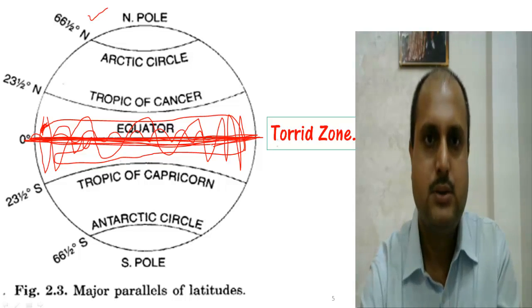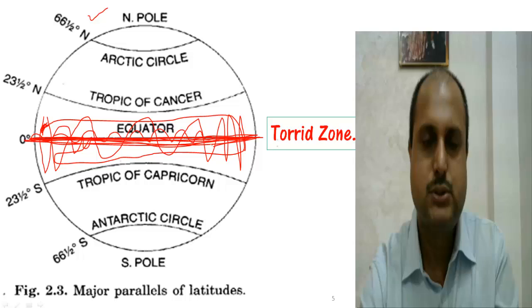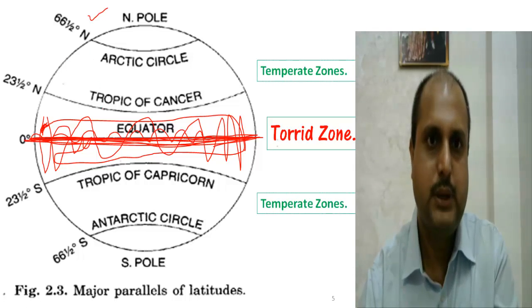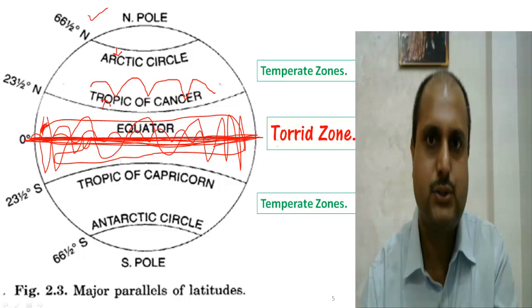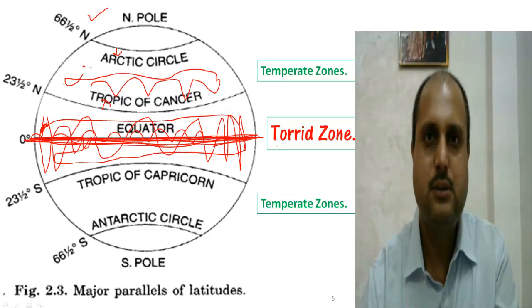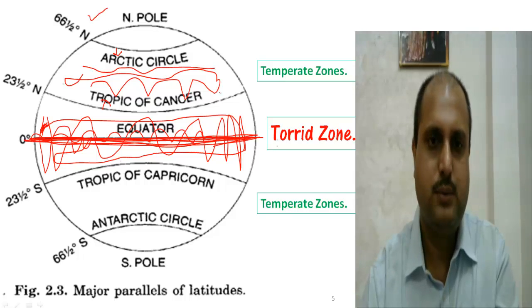Apart from the torrid zone, these two are called the temperate zones. It means the area north of the Tropic of Cancer and south of the Arctic Circle is the temperate zone. This area receives approximately equal amounts of heat and cold. So it is called the temperate zone.